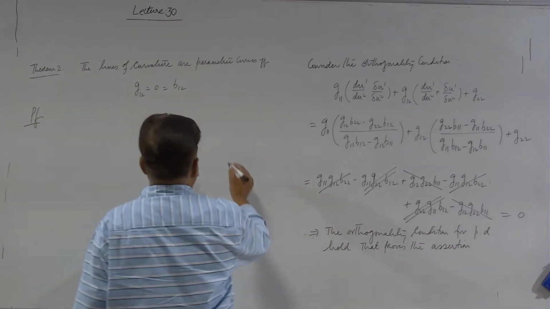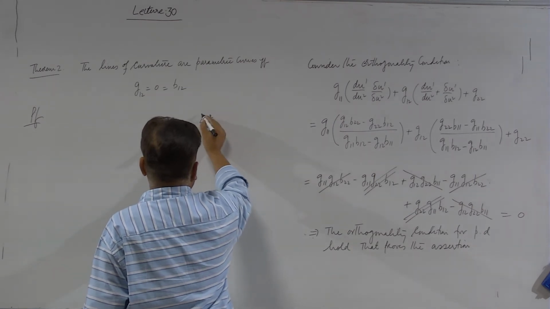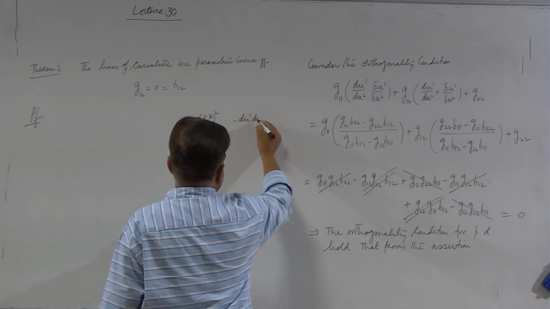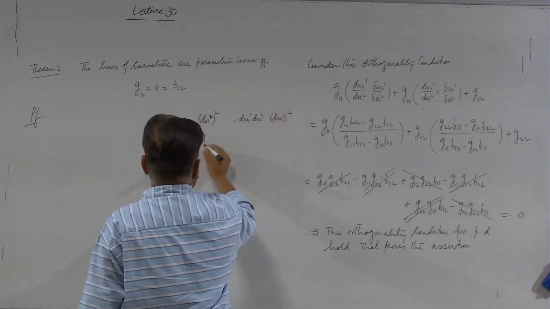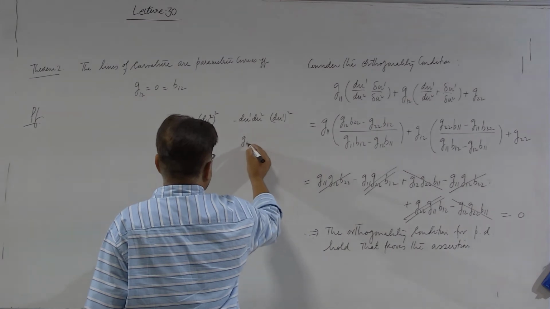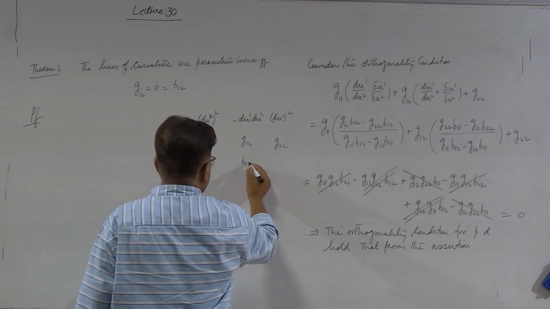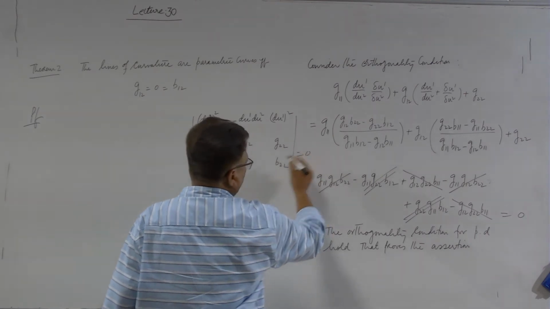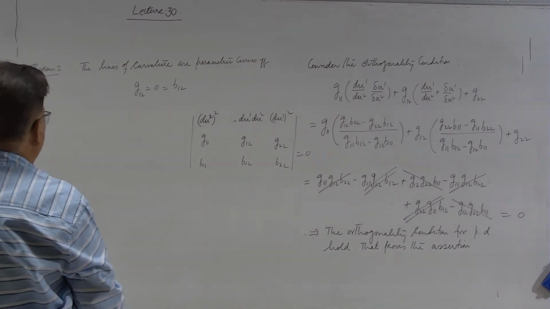Let me write down somewhere over here the equation: du2 square first, minus du1 du2, and then du1 square. Here we have G11, here you have G12 and this is G22, B11, B12, B22. This is equal to 0. This is the equation for lines of curvature and principal direction. Okay.